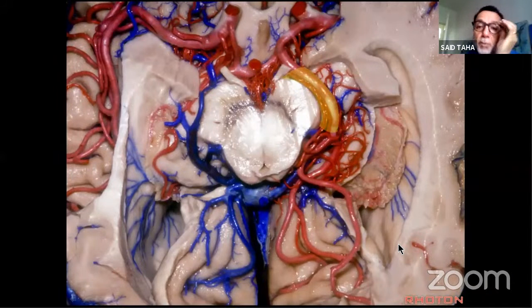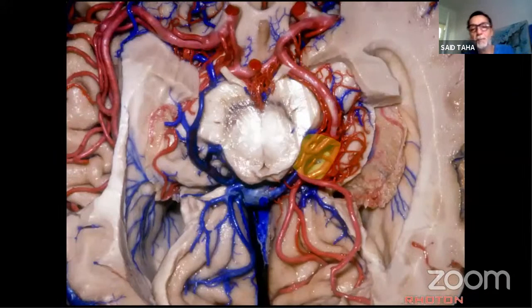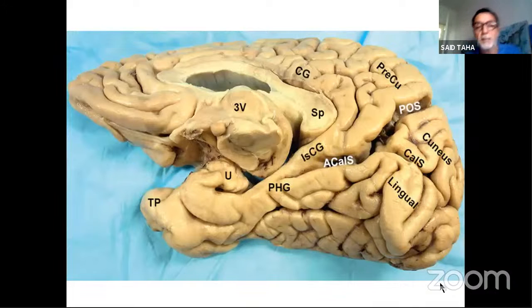Again, the crural system and the ambient system. Here is a beautiful hemisphere with the area of the middle incisural space located here. This is the thalamus and the pulvinar of the right side.